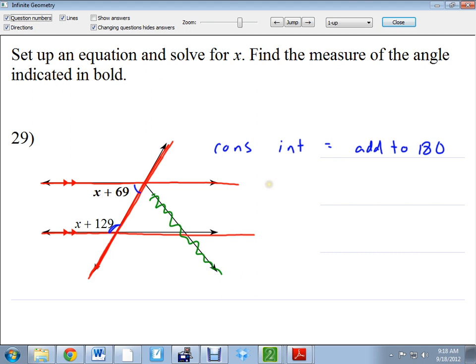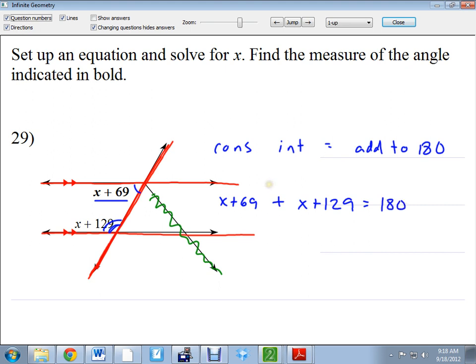So once I've determined the relationship between the two angles, I need to set up an equation that will represent this situation. So we know that they add to 180. So what I'm going to do is take the two measures, x plus 69, and I'm going to add them because that's what it says. They add to 180, x plus 129, and it's going to equal 180.